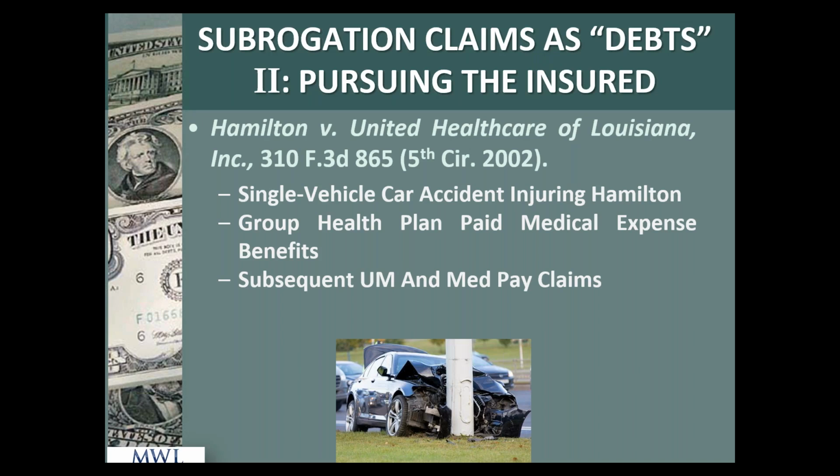Hamilton, who was in the car, was injured very substantially, and his group health insurer, which his father had gotten through his employer, paid a large amount of medical expenses. And Hamilton filed uninsured motorist and MedPay claims, basically in order to essentially double recoup for everything that had already been paid. So not surprisingly, the health plan asserted a lien on the proceeds and used the TPA to try to get the recovery.